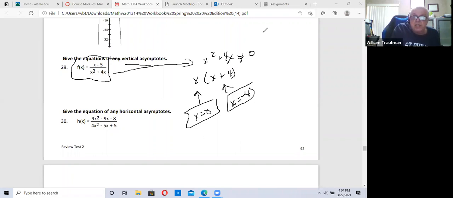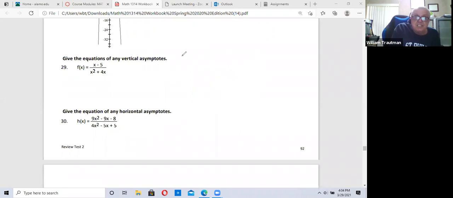Oh, wait. Now, the next one, I was going to give you the vertical asymptotes for the next one. You would have to factor this, but it's not asking for vertical asymptotes. It's asking for horizontal asymptotes. Can somebody tell me what the horizontal asymptote is? I'm going to give you a hint. Horizontal asymptotes always start with y equals. In the chat box, type in what the horizontal asymptote is, and it should only take you 2 seconds, if you remember how to determine the horizontal asymptote.